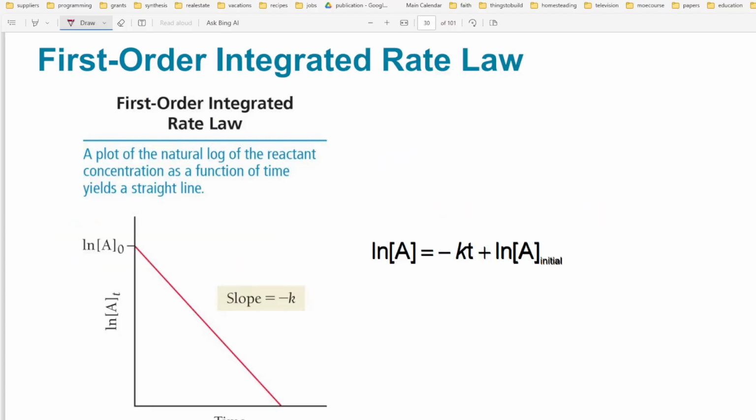Here we see a generic plot of the first order integrated rate law, where we see ln[A] at time t plotted with respect to time. We see that the y-intercept is equal to ln of the initial concentration of A, and that as time increases, ln[A] decreases, and we have a slope equal to negative k. So plotting time versus ln[A] will help us determine our k.